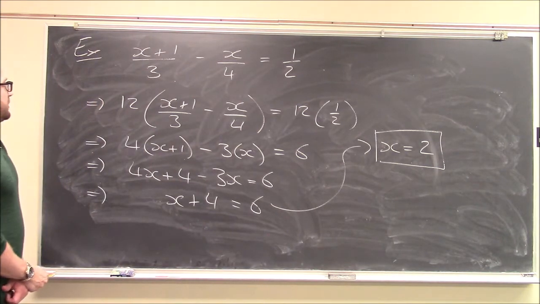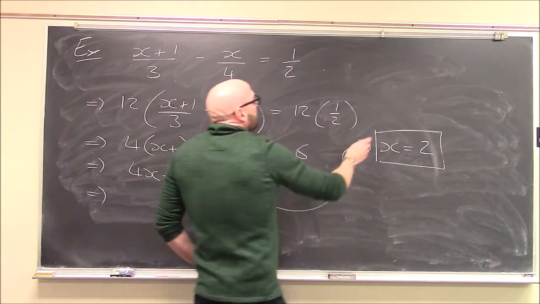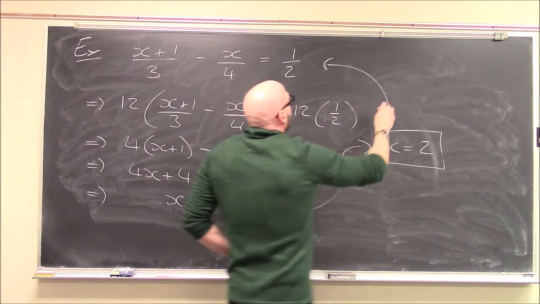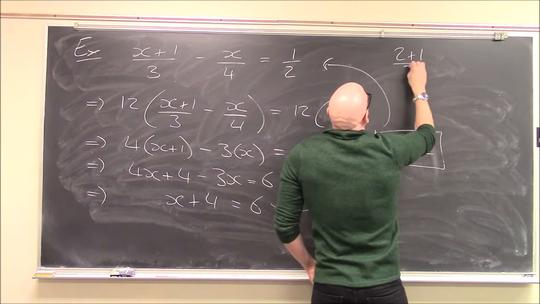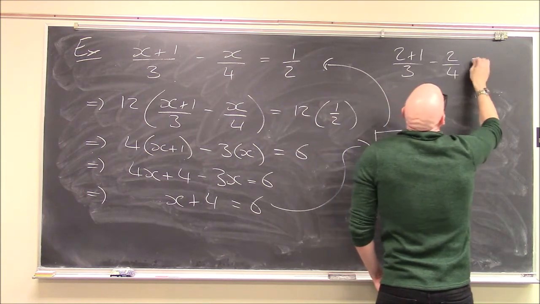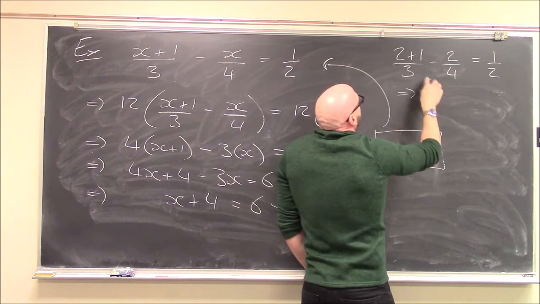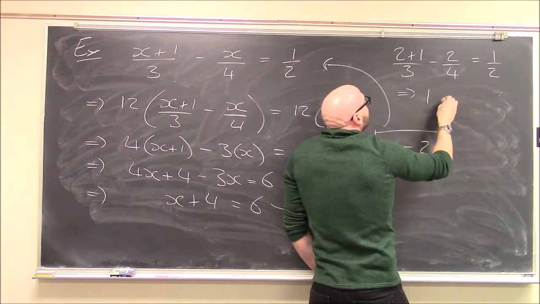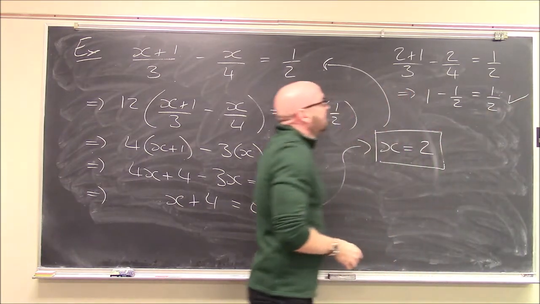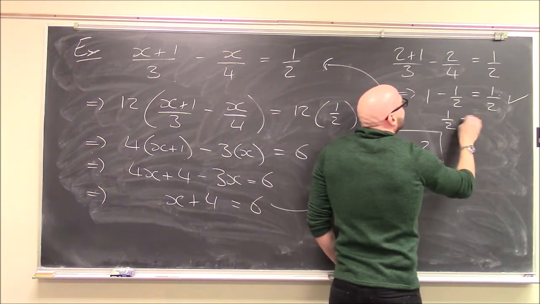This one's a little bit easier to verify, I think. Let's plug it in. What happens if you plug in x equals 2 into this equation? Well, we end up with 2 plus 1 over 3 minus 2 over 4 is equal to 1/2. Is this true? Let's simplify this. 3 over 3 is 1, minus 1/2 is equal to 1/2. Great. That's definitely a true statement, right? 1 minus 1/2 is 1/2.